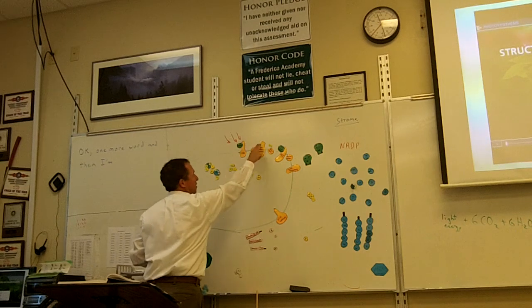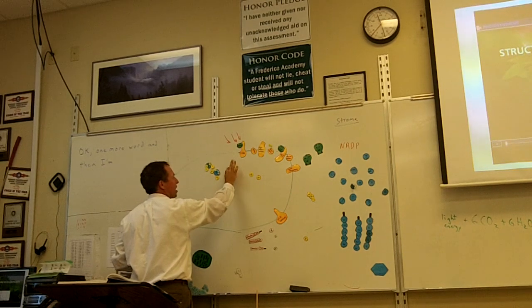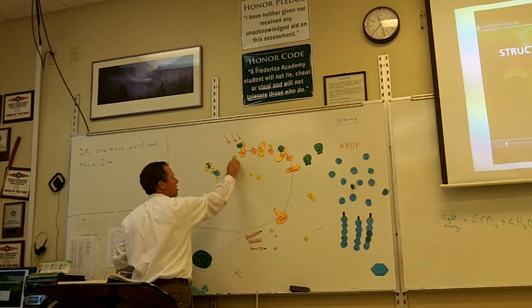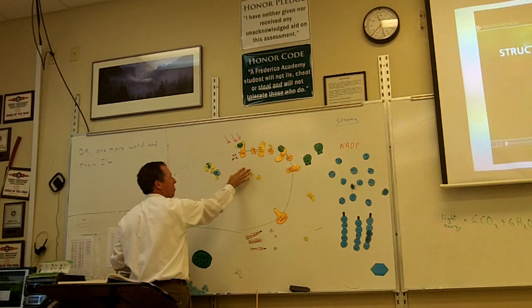The electrons that left the chlorophyll have to be replaced, and they're replaced by water molecules that are nearby. So here's a nearby water molecule. The electrons go into the chlorophyll, and that water molecule breaks apart.